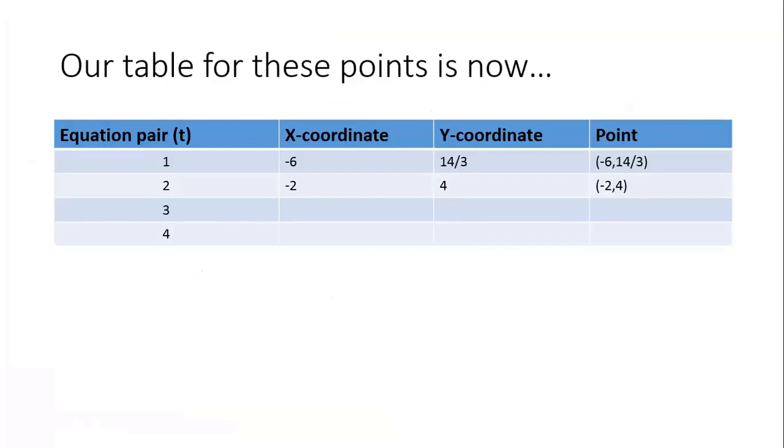For our table, we found that the equation pair 1, which was line 1 and line 2, remember equation pairs, now, x coordinate -6, y coordinate 14/3, there's the point. Equation pair 2, which we just found by using that solve one equation and another equation, -2, 4 was the point.